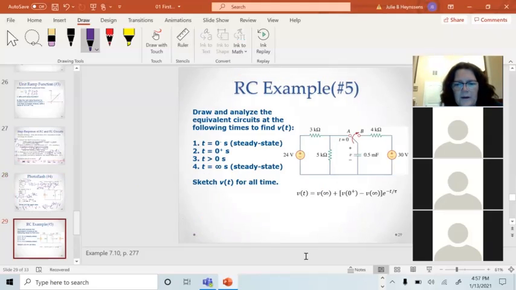What are we going to do now? Here is an RC example. I will do this and I will do an RL example. We can pretty much wrap up the day. We've got to draw the 4 circuits.